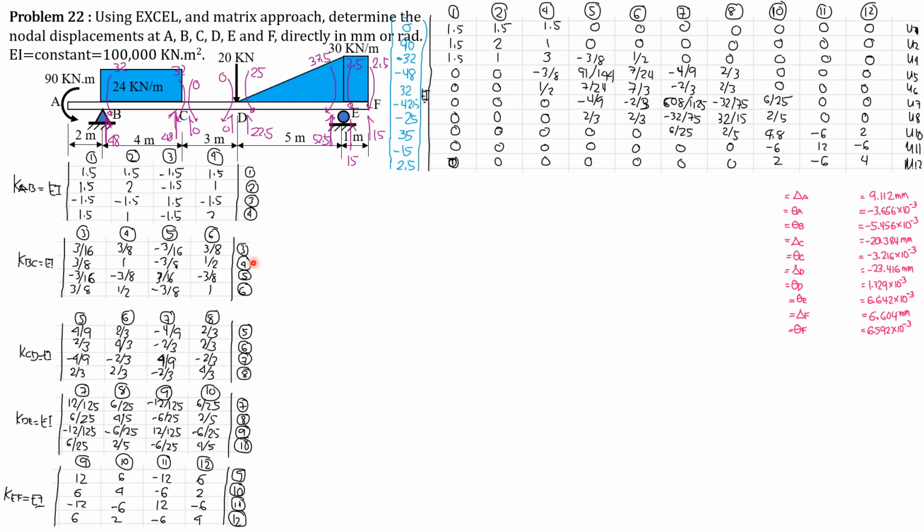4, 5, 4, 5, negative 3/8, and that's the only value, negative 3/8. Then 4, 6, 4, 6, 1 half, so 1 half. Then there's no 4, 7, 4, 8, 4, 10, 4, 11, 4, 12, so copy negative 3/8, 1 half, then 0 everything here by symmetry.